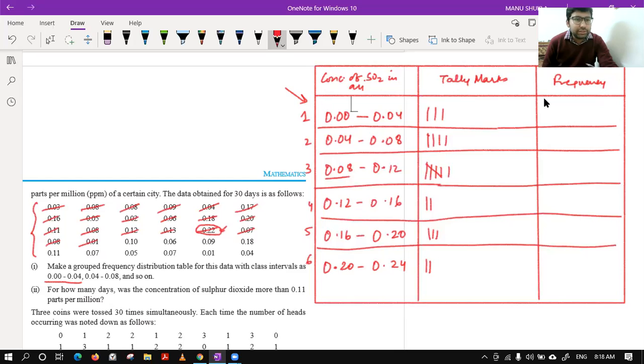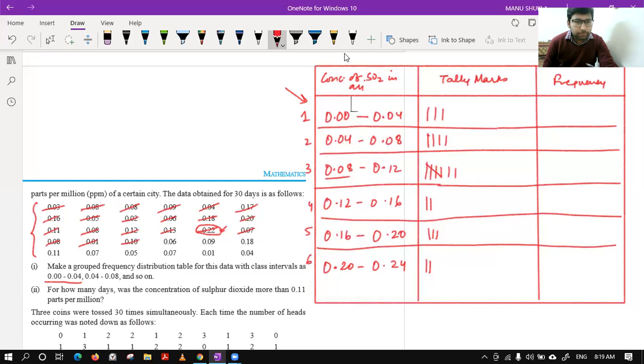These questions are very easy, but the possibility of mistakes is quite high. So be very much concentrated while checking the answers. 0.10 will come again. 0.10 will come in which group? Please tell. 0.10. It will come in third one because it is 0.08 to 0.12. So obviously that will be here only.